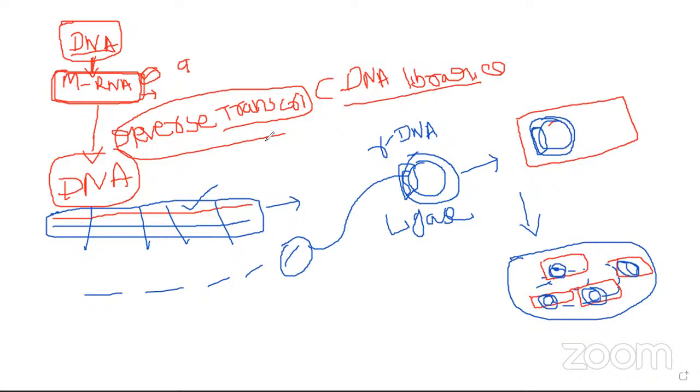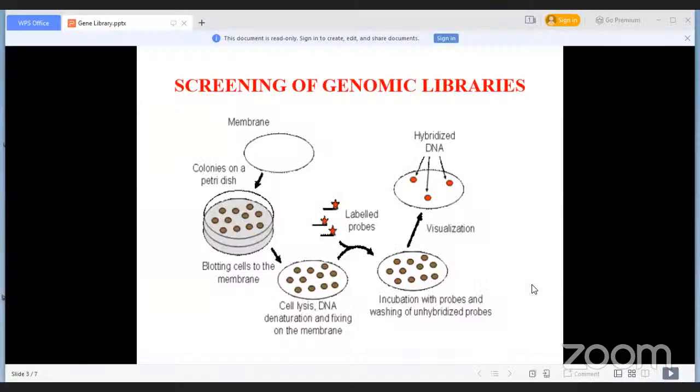First, let's see the advantages and disadvantages of the genomic library and cDNA library, and later compare them. First, the genomic library advantages. It helps in identification of clones encoding a particular gene of interest. It is useful for prokaryotic organisms.